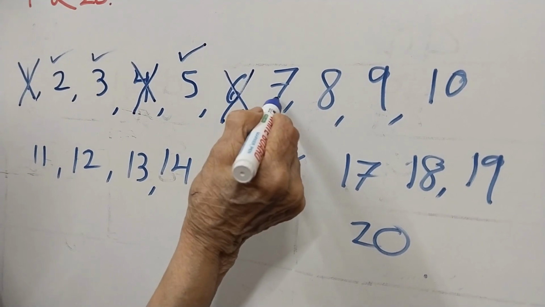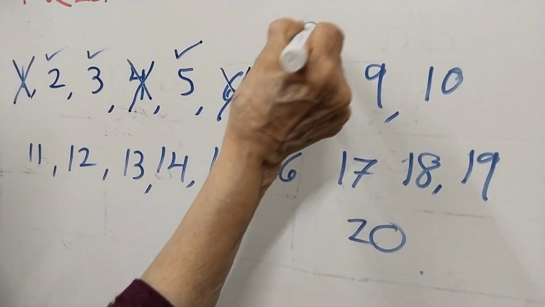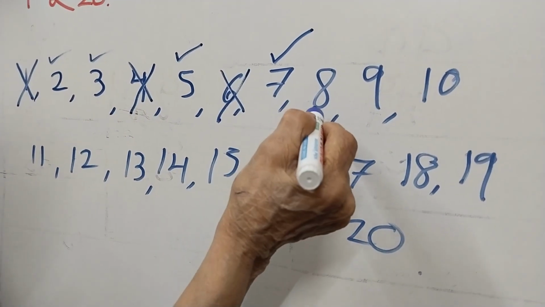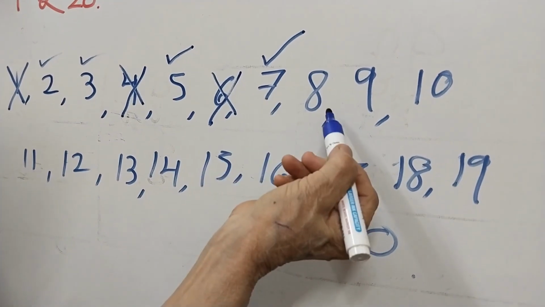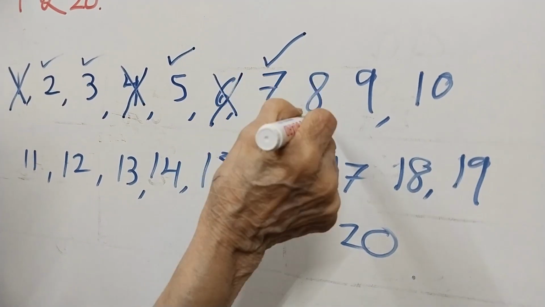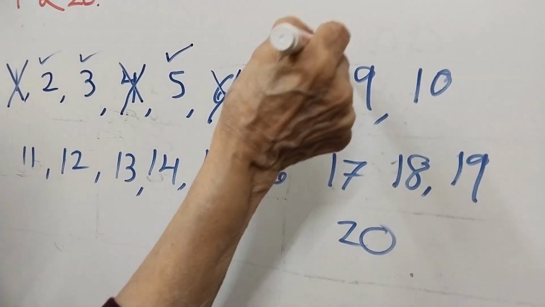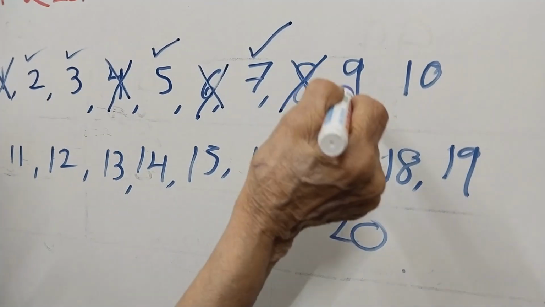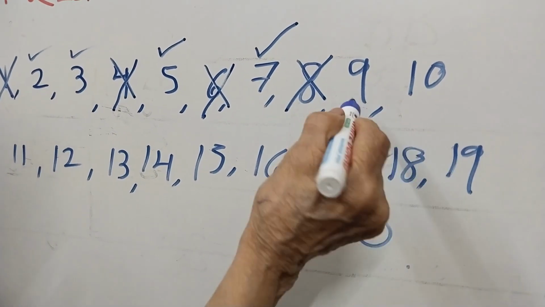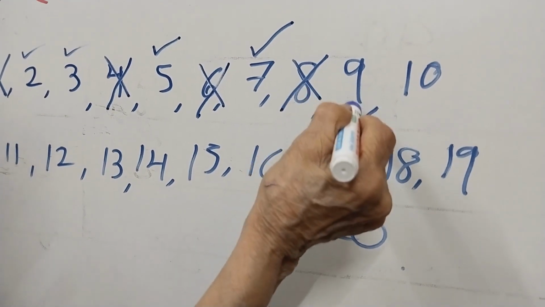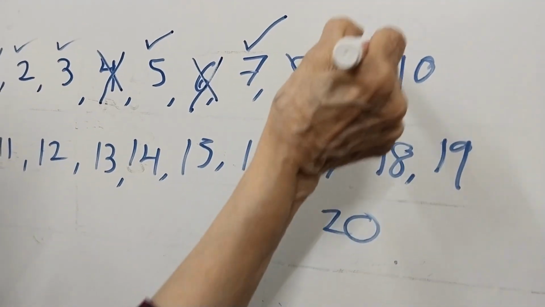Now here 7. 1 is a factor and 7 is a factor. So this is a prime number. 8. 1 is a factor, 8 is a factor and 4 2s are 8. So 4 is also its factor and hence more than 2 factors, so put a cross on it. Now 9. 1 is a factor, 9 is a factor and 3 also is its factor because 3 3s are 9. So put a cross on it.